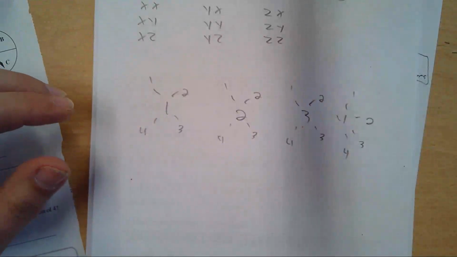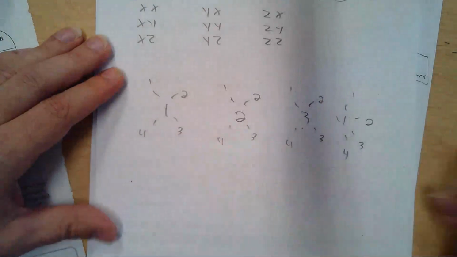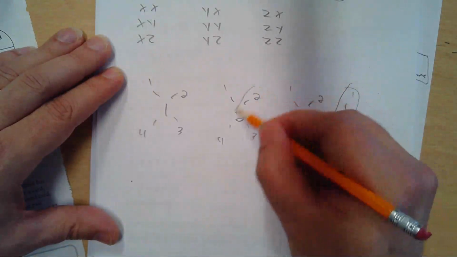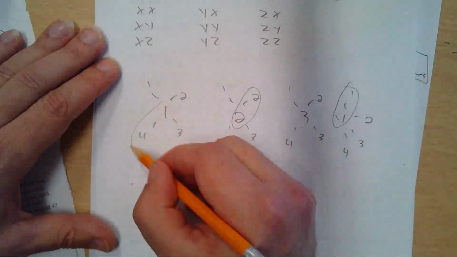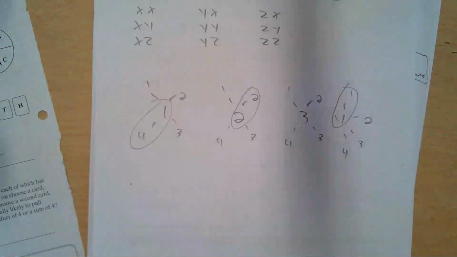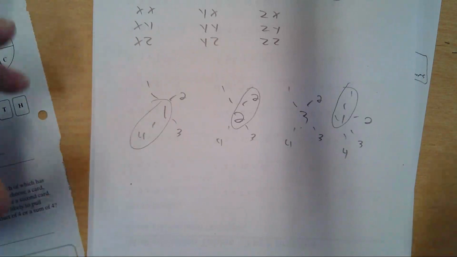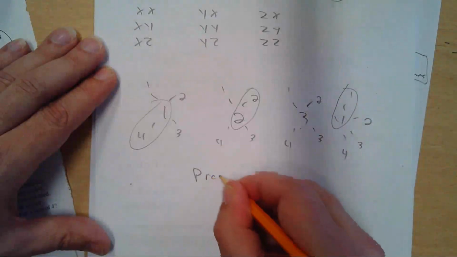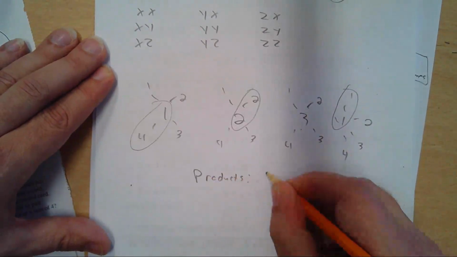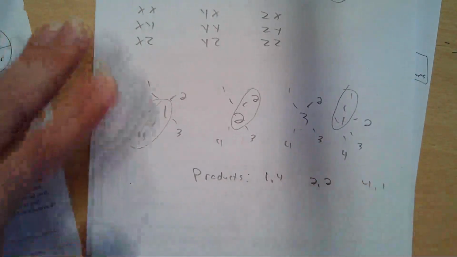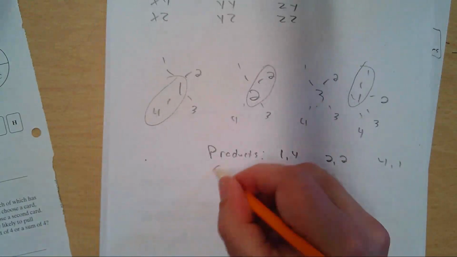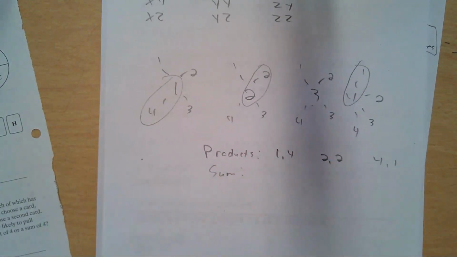4 and 1, 2 and 2, what else? No, then there's the 1 and 1. 4 and 1, 2 and 2. 1 and 4. Any others? No. So the products of 4 are 1 and 4, 2 and 2, 4 and 1. Agreed? Yep.